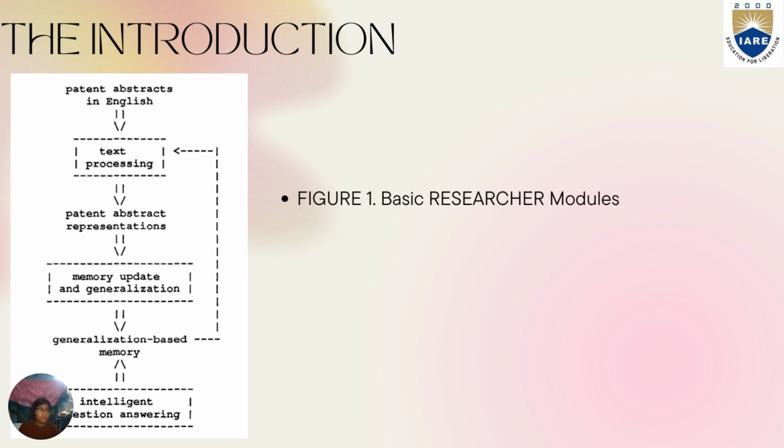So how is it done? First, patent abstracts will be sent into the Researcher, then text processing is done, patent abstract representations are made, and memory update and generalization is done. Generalization-based memory will happen continuously until an external flag has been raised. Next, intelligent question answering will enable the Researcher to learn as it reads more and more text.